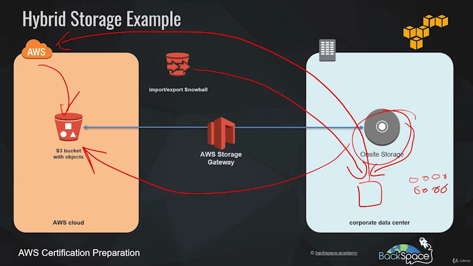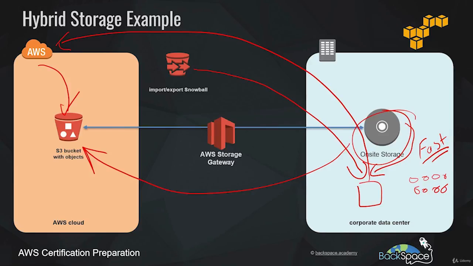But at the same time, it will store all of that data in an Amazon S3 bucket for you. And so then you've got the advantage of having all of the durability and availability of Amazon S3 as a disaster recovery solution. But at the same time, you've got high-speed access to your data, which is cached on the corporate data center.